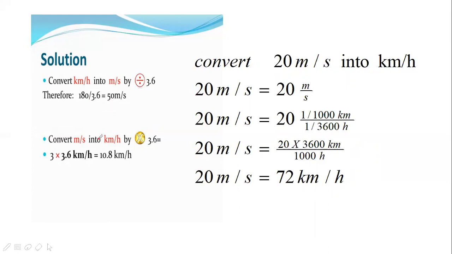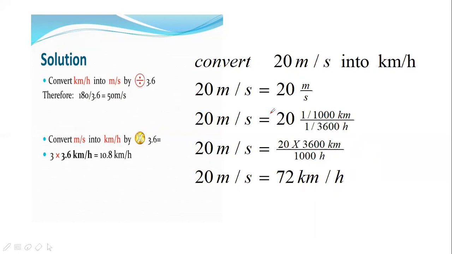And if you want to convert meter per second into kilometer per hour, there you make multiplication instead of division. You will get the answer. Convert 20 meter per second into kilometer per hour. So here you will write 20 meter per second. So this can be written like this.